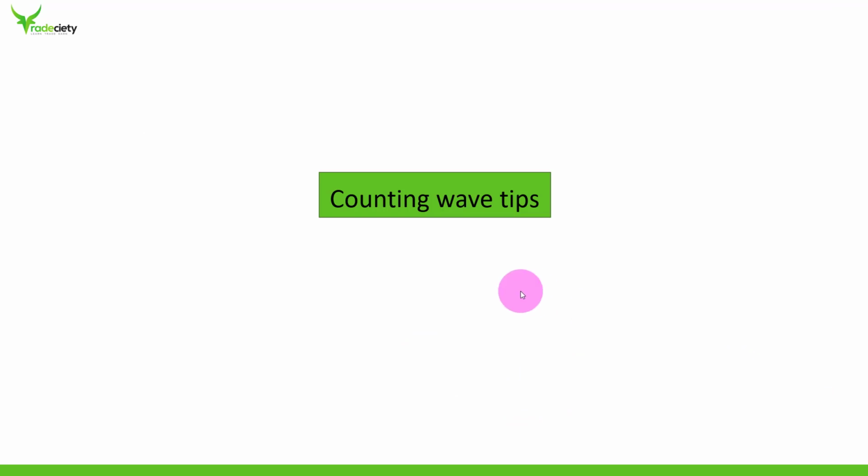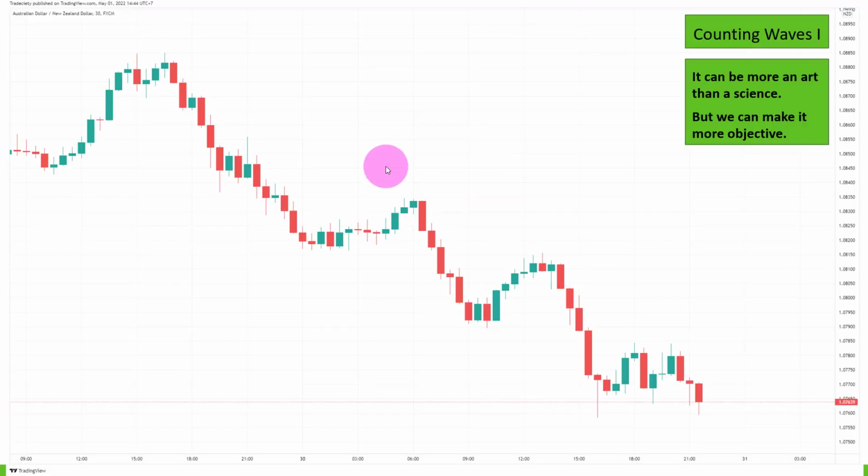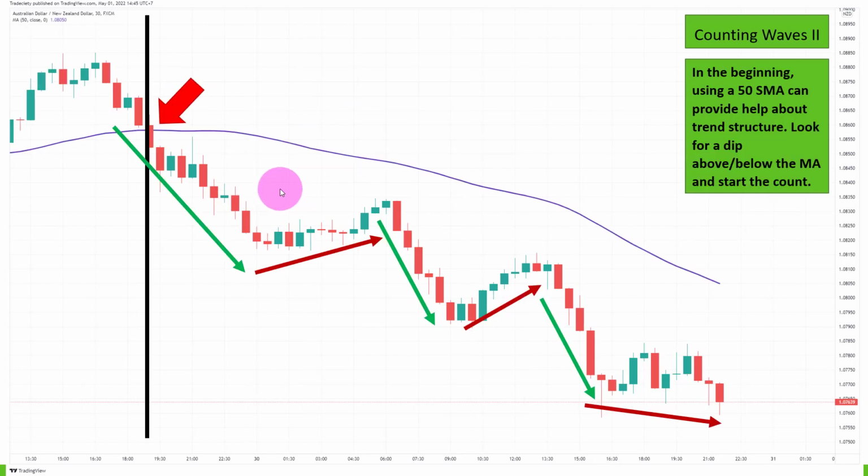We are soon getting into Elliott waves, but first of all, let me provide you with a few tips on actually understanding waves and the big picture trend, because when we look at a chart, it is often not clear what is the big picture trend and what are corrective waves and what are impulsive waves. One way to improve your wave understanding is to start using a 50 period SMA.